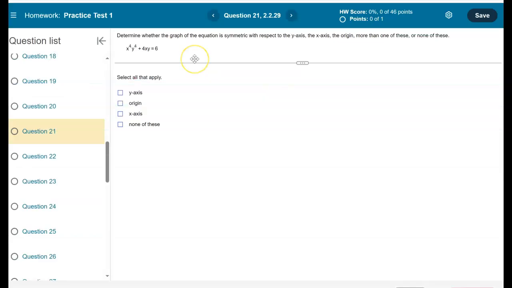This next question, we are asked to determine whether the graph of the equation is symmetric with respect to the y-axis, the x-axis, and the origin. More than one of these or none of these. Now to do this, we will have to examine the equation here without actually graphing it. Okay, so I went ahead and copied that.